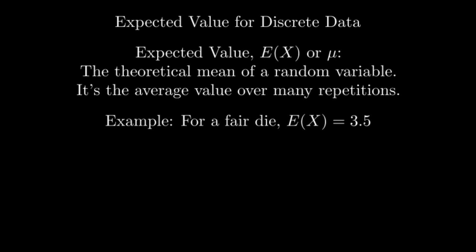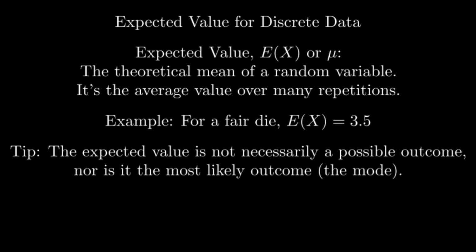Notice something important here. The expected value does not have to be one of the possible outcomes. You can't roll a 3.5 on a standard die. It's a theoretical average. Also, don't confuse it with the mode. For a fair die, every outcome is equally likely, so there's no single most likely outcome.